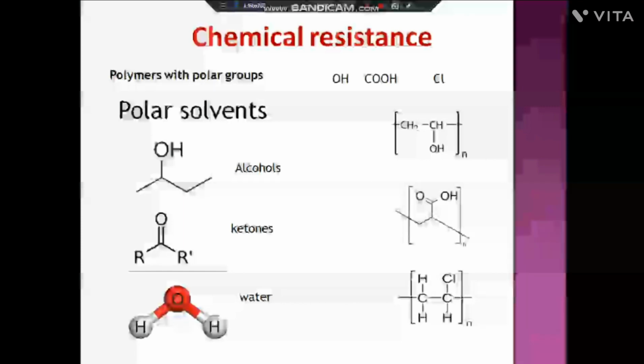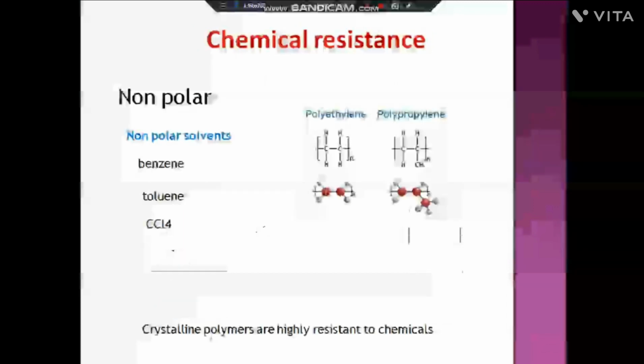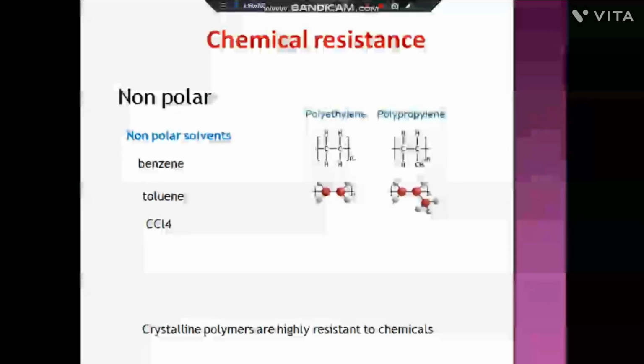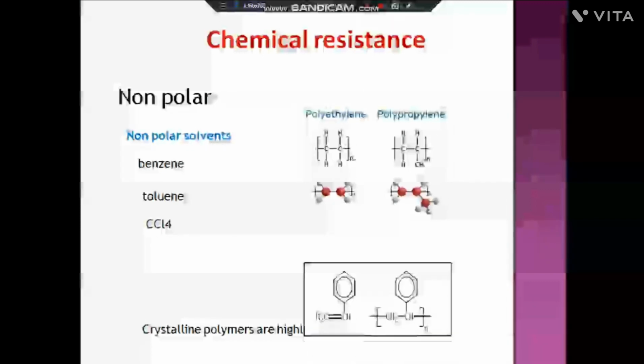Some polymers like polyethylene, polystyrene and polypropylene do not have polar groups. They can dissolve in non-polar solvents such as benzene, toluene, carbon tetrachloride, or even petrol.